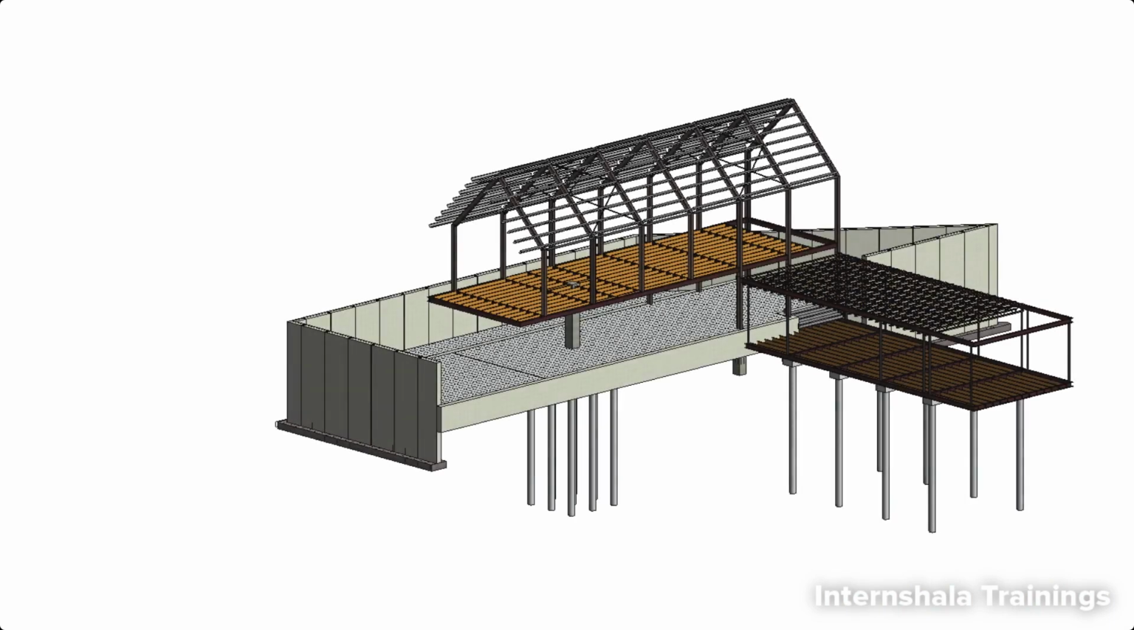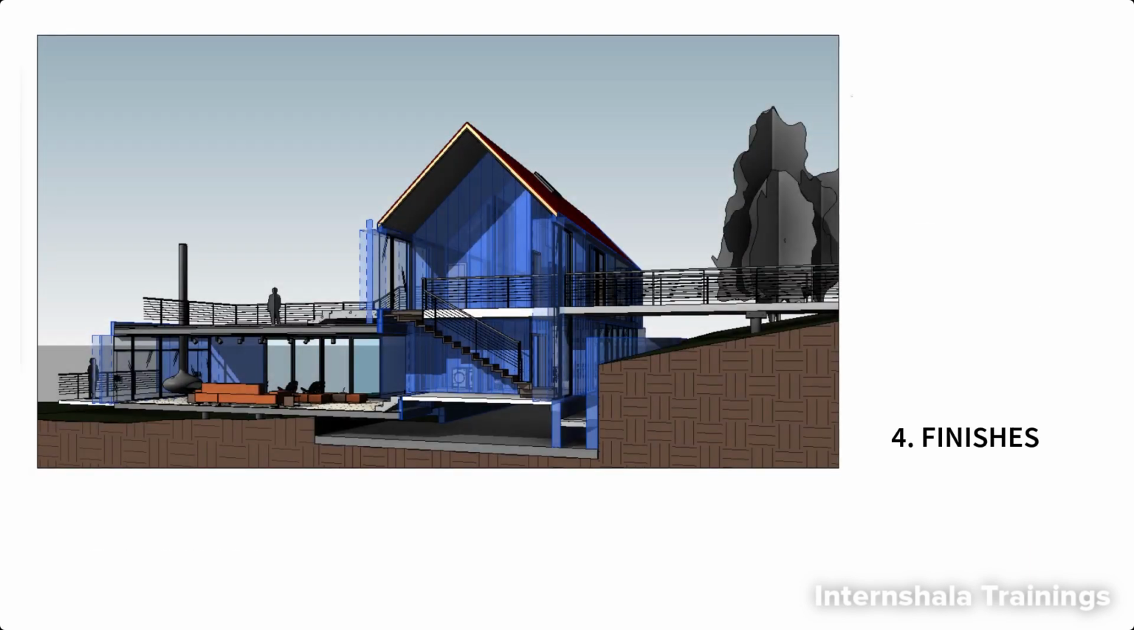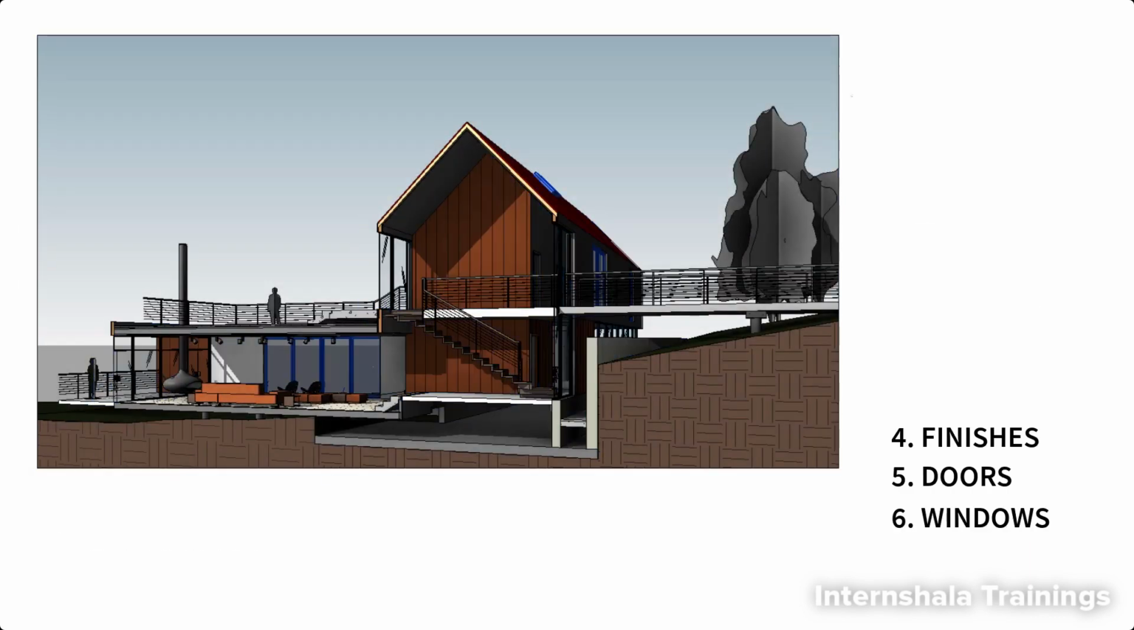Then we have the superstructure. The superstructure is the portion of the building which is constructed above the ground level. This includes columns, beams, floor slabs, finishes, doors, windows, and anything else above ground. Finally, the building's finishes, which is also part of the superstructure.